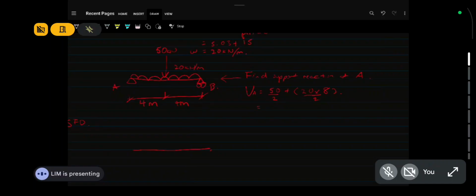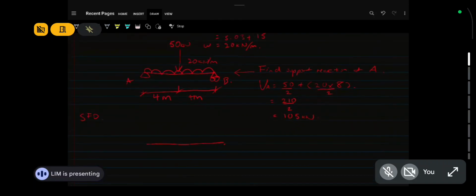Okay. But of the total load on the beam, half will go to A because the beam is evenly loaded. Everything is evenly loaded. Therefore, of the 210, half will go to A, half will go to B. That's why you divide both by 2. So it's 210 divided by 2, 105. So the support reaction at A is 105.